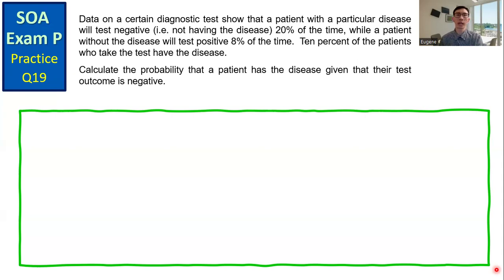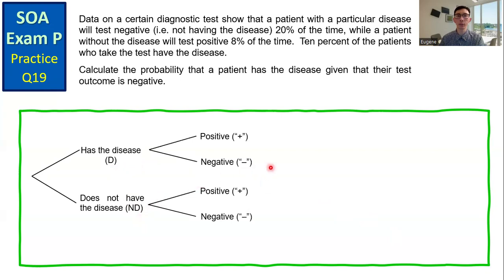Let's start with a tree diagram. Let D be the event that the patient has the disease, and ND be the event that the patient does not have the disease. For the test result, either positive or negative.